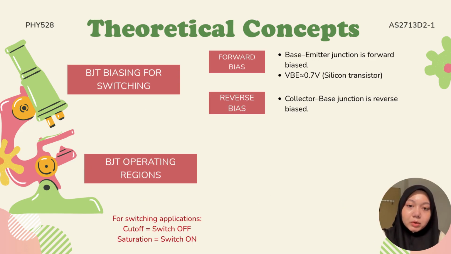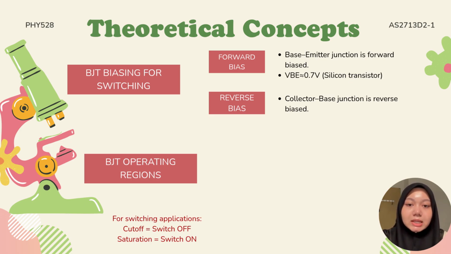For a BJT to operate correctly, it must be properly biased. The base emitter junction must be forward biased, while the collector base junction must be reverse biased. For a silicon transistor, the base emitter voltage is approximately 0.7 volts.